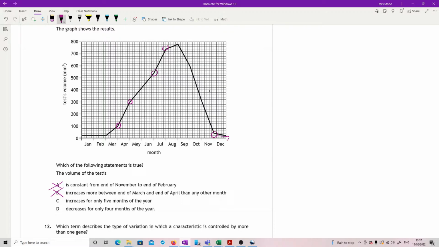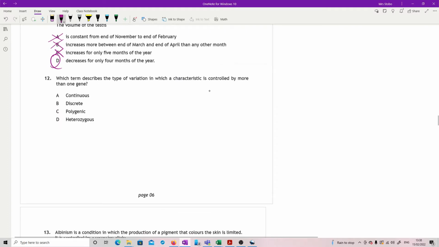It increases for only 5 months of the year. So it increases March, April, May, June, July, August. 1, 2, 3, 4, 5, 6. So not only 5. Decreases for 4 months. Decreases September, October, November, December, stays the same January, February. So D, that's a lot of work. But, you know, it's just work through each one and you get the mark.